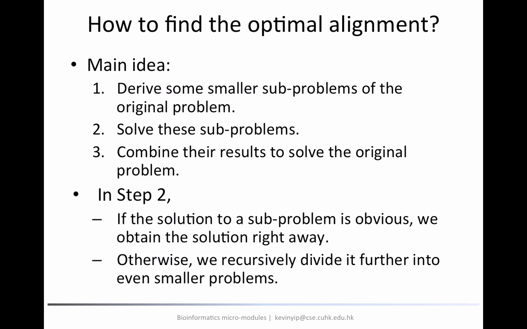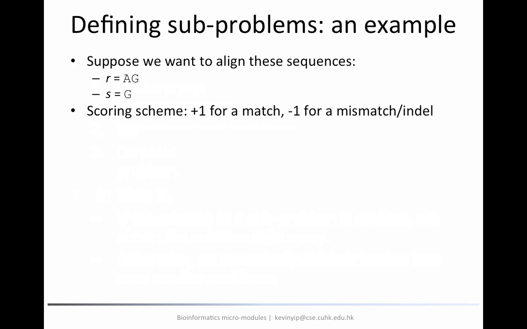To illustrate how to use this idea to solve sequence alignment problems, we use a simple example. Let's say we want to align these two sequences R and S of lengths 2 and 1 respectively. We're going to use a very simple scoring scheme with a +1 score for a match and a -1 score for a mismatch or indel.